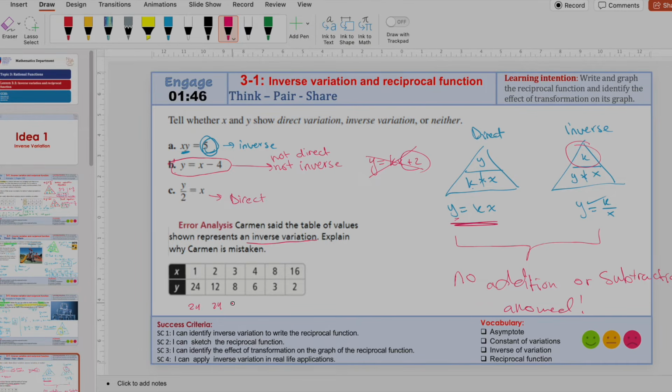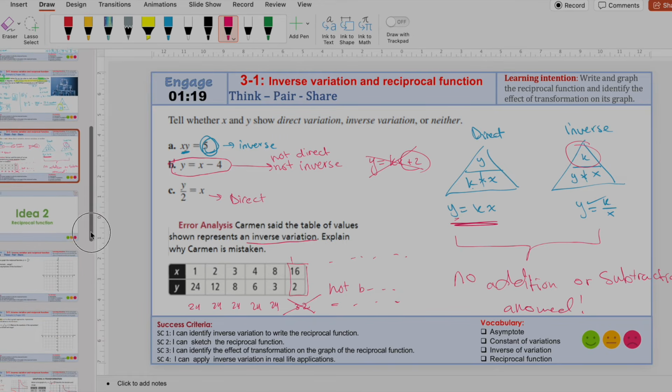8 times 3 is 24. 6 times 4 is 24. 8 times 3 is 24. 16 times 2 is not 24, it's 32. So because the last term did not give me the same k, it's not an inverse variation, because the k is not constant. We're not getting the same k every single time.